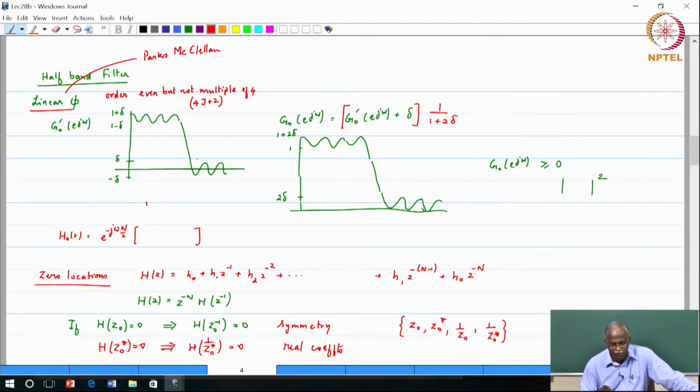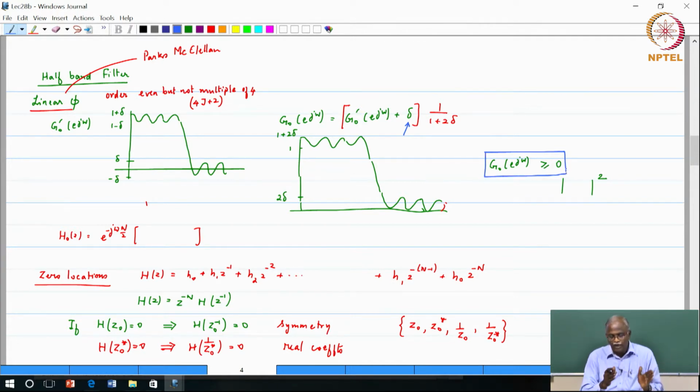In this form it is not factorizable, because notice that the amplitude response has both positive and negative values. I would have to lift the magnitude response by delta. So I take the zero phase response and then lift it by a term delta, that gives me G0 E of j omega. So basically the whole thing has moved up. The peak limit is 1 plus 2 delta, the lower limit is 0, the stop band ripple is 2 delta. Okay. At this point we can make the following statement, that G E of j omega is strictly greater than or equal to 0.